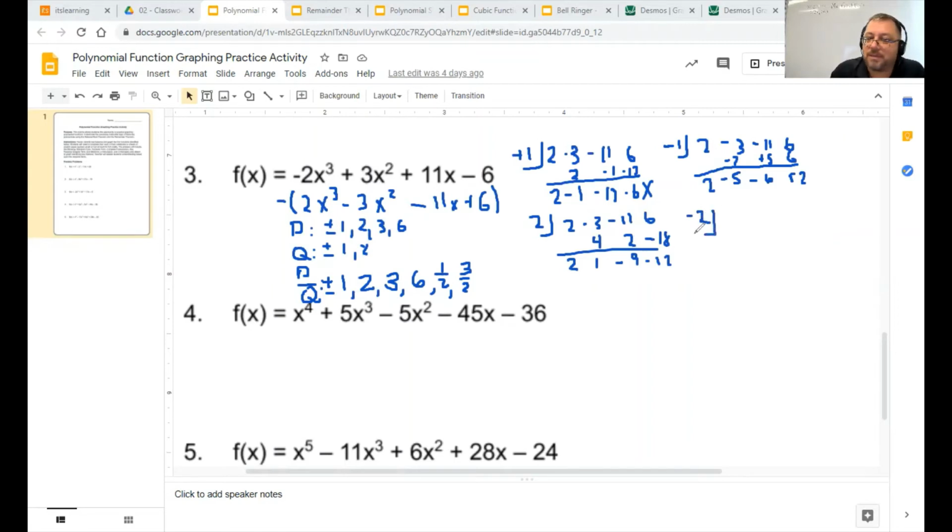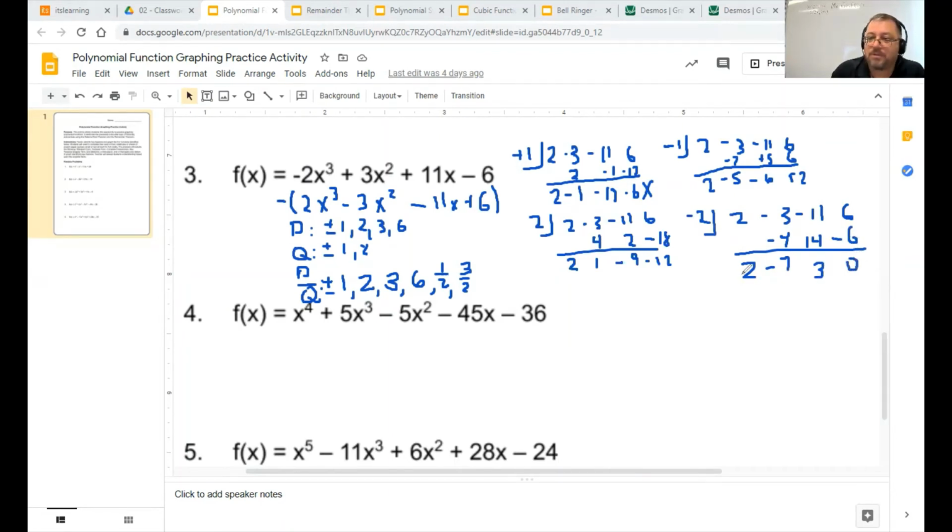Like I said, some of these could be long. Let's see. 2, negative 3, negative 11, and 6. Draw my line. Drop my 2. Negative 2 times 2 is negative 4. Negative 3 plus negative 4 is negative 7. Negative 2 times negative 7 is positive 14. Negative 11 plus 14 is positive 3. Negative 2 times 3 is negative 6. I got one that worked.